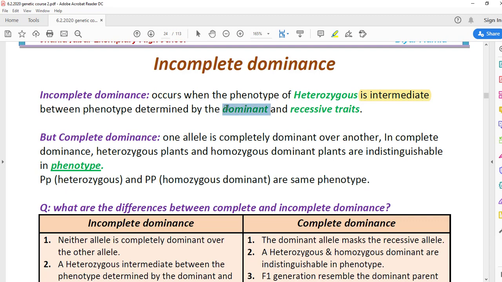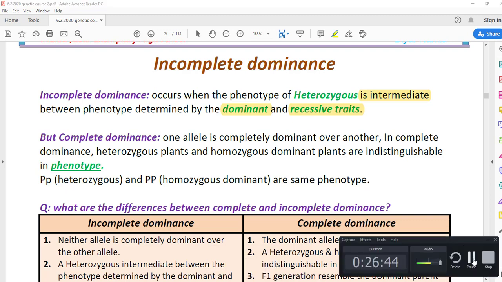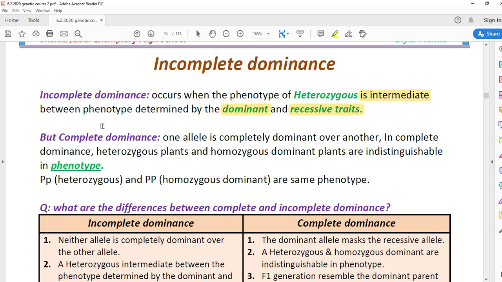Heterozygous is always intermediate between the dominant and recessive. So in incomplete dominant we have recessive. This dominant is weak dominant, unable to mask completely the recessive trait. So in incomplete dominant we have 3 traits. This is the key to distinguish between the complete and incomplete dominant. Incomplete dominant occurs when the phenotype of the heterozygous is intermediate between the phenotype determined by the dominant and recessive trait.